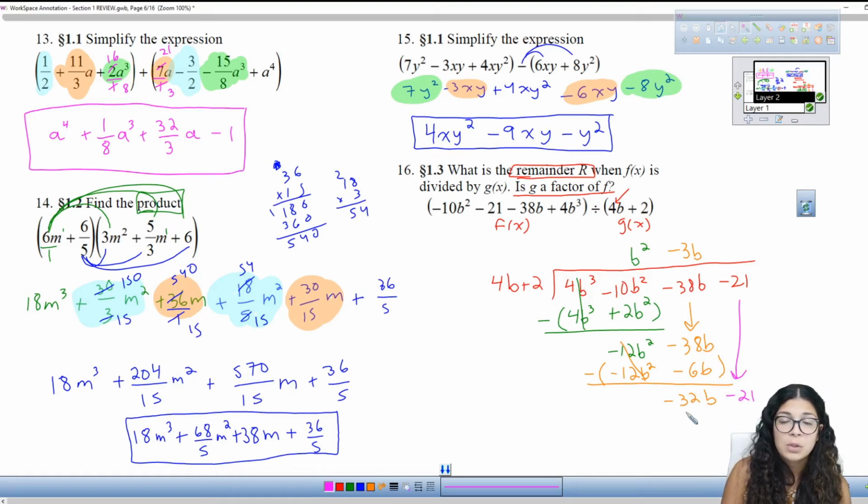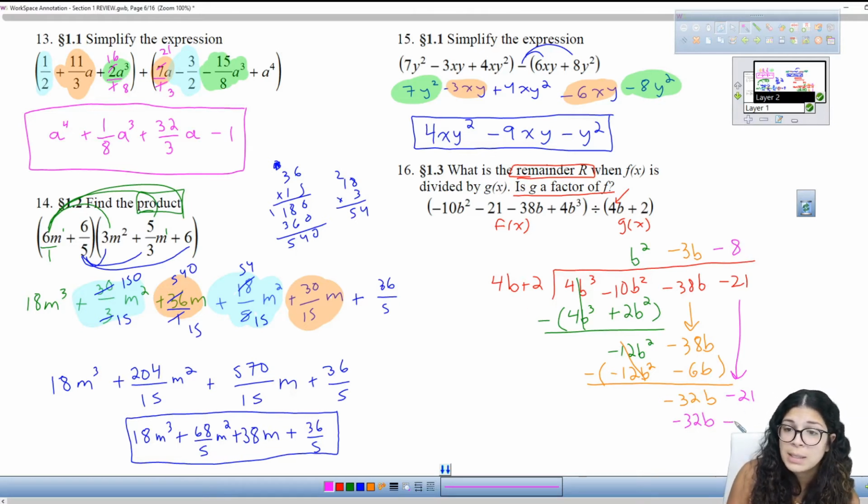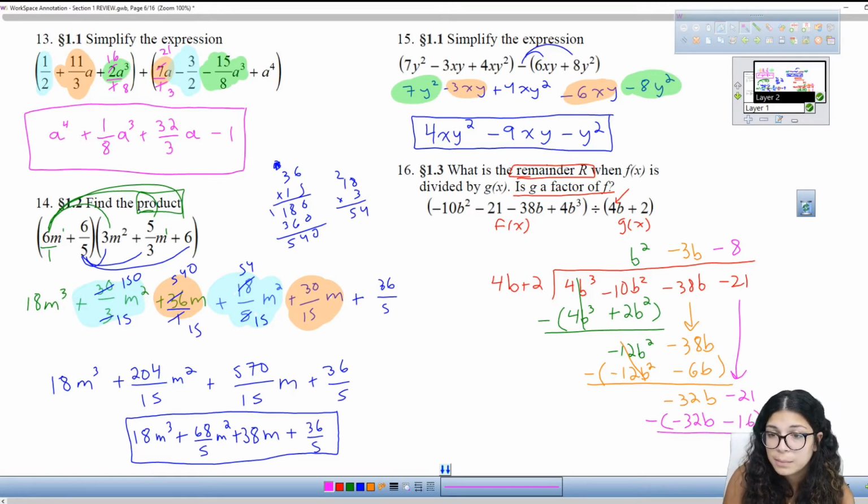So negative 32, 4 times what will give me negative 32? 4 times negative 8 is negative 32. And then negative 8 times 2 is negative 16. And then we subtract. Anything minus itself is nothing. Negative 21 minus a negative 16. So that's really negative 21 plus 16, which is negative 5. And that is our remainder.